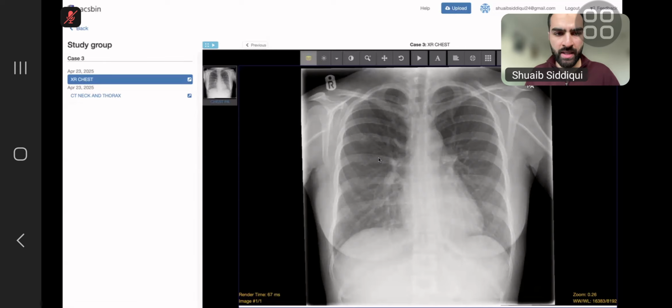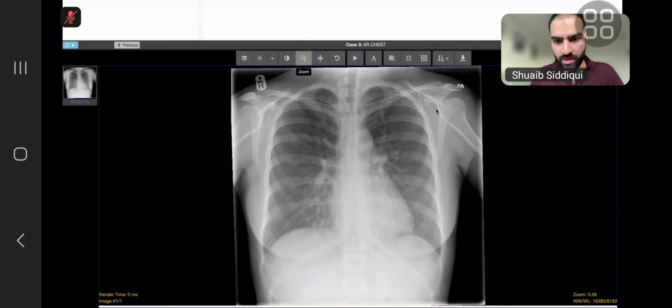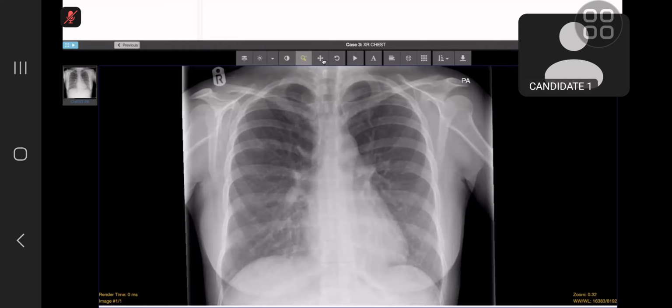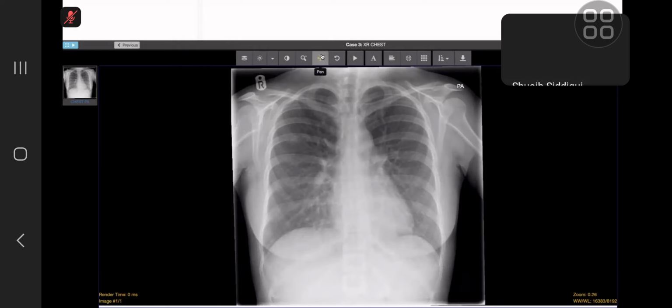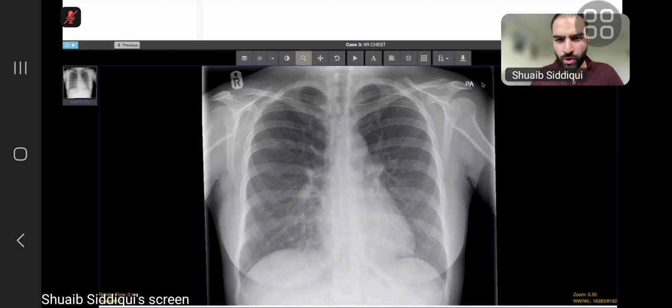Is the image bigger if you see it like this, or if I make it full screen, just so I know? Is that more clear to you? Yes, sir. Okay, fine.